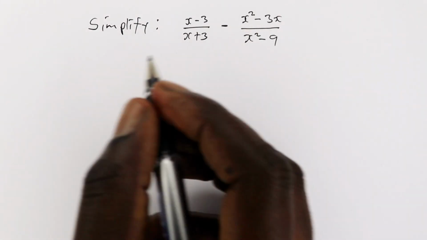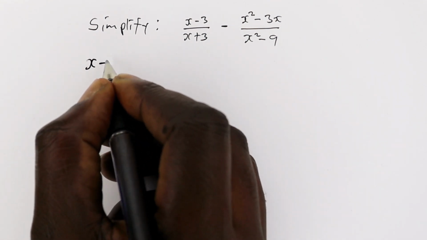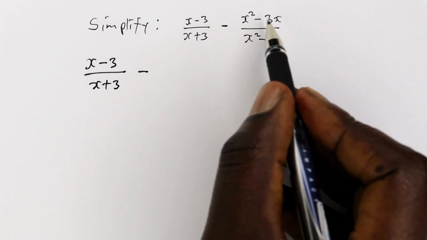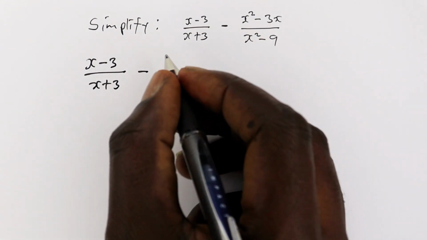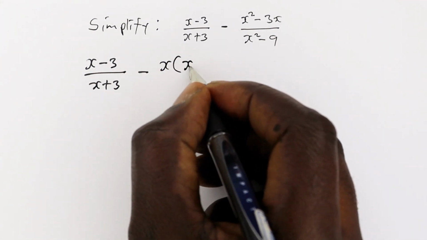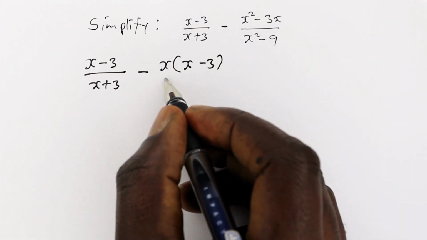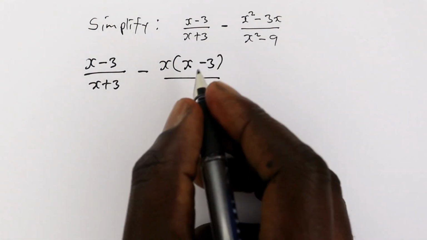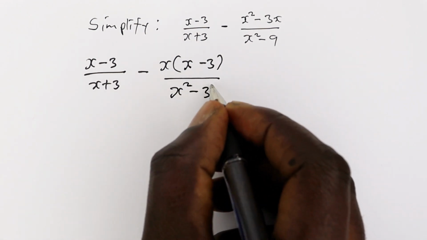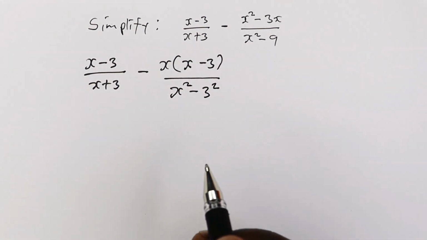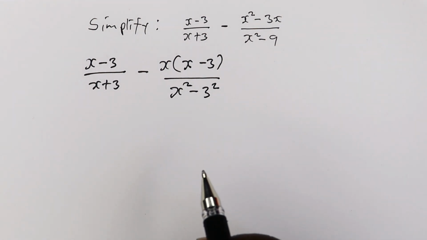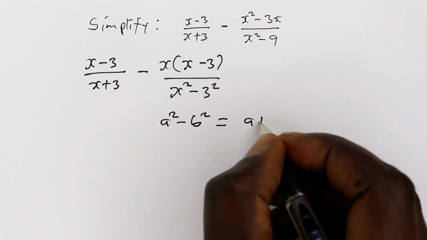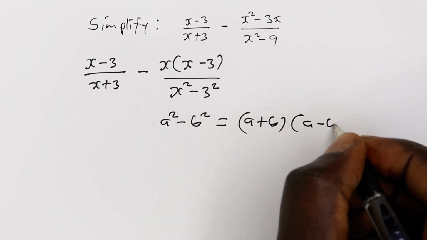So we can have (x - 3)/(x + 3) minus, in the numerator, you can have a common factor, which is x. So you have x into (x - 3), then over this. So this one can be seen as x² - 3². You look at this and you see one of the quadratic identities, which is a difference of squares, that is a² - b², which is given by (a + b)(a - b).